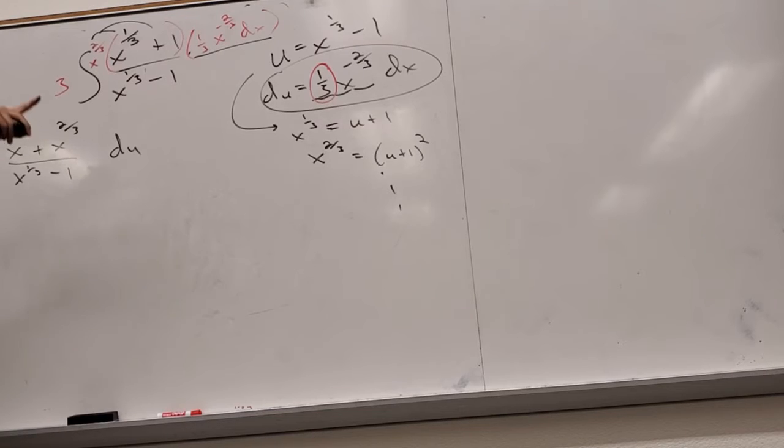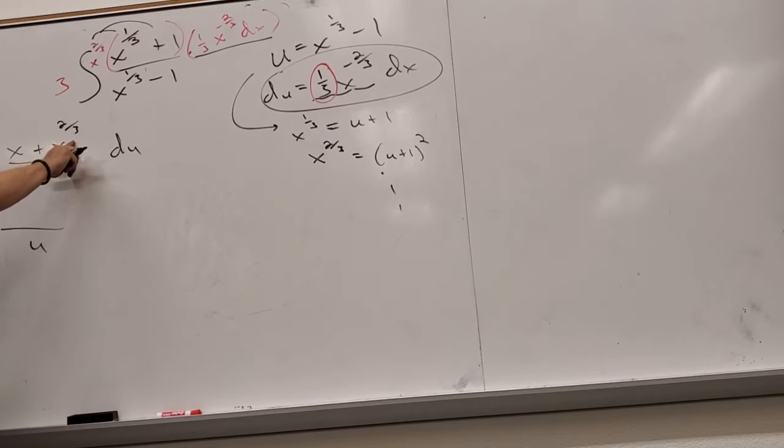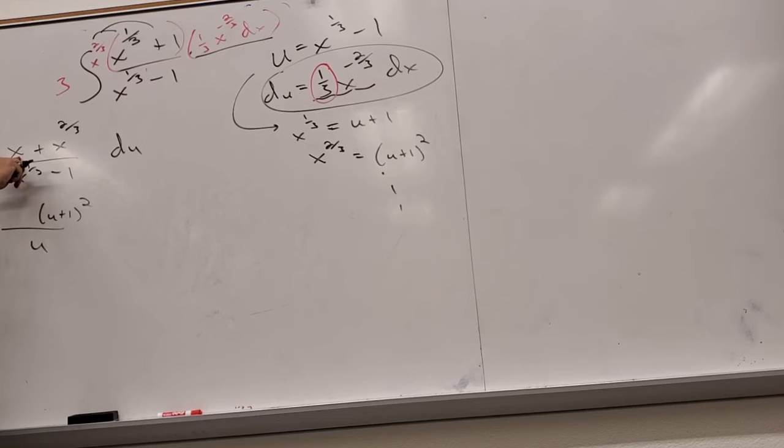All right, so now let's do our substitution. And you really shouldn't mix the u's and x's up. All right. What's x to the 1/3 minus 1? U. What is x to the 2/3? U plus 1 squared. And what is x? X to the 1/3 minus 1.